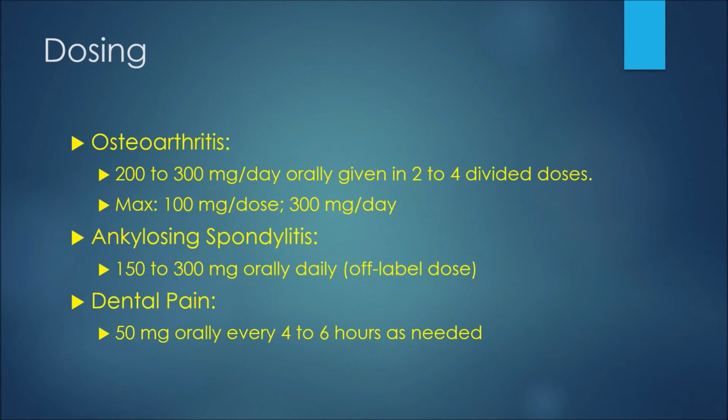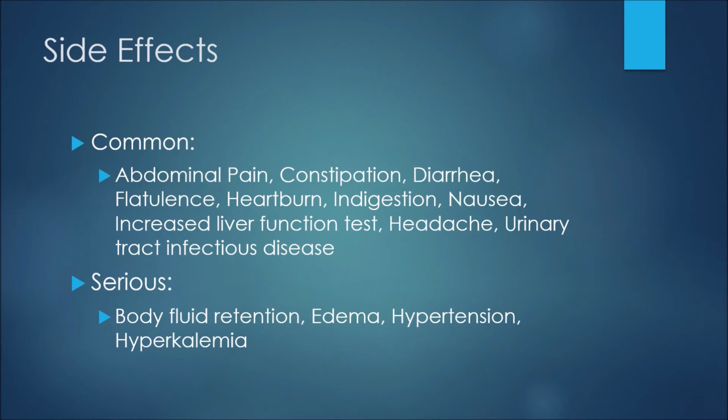As with all medications, there are some side effects or adverse reactions that patients may experience while using Flurbiprofen. We'll go over some of those here now. Some patients may experience abdominal pain, constipation or diarrhea, flatulence and heartburn may occur, as well as indigestion or nausea. Some patients may experience an increase on their liver function test, a headache, or urinary tract infectious diseases.